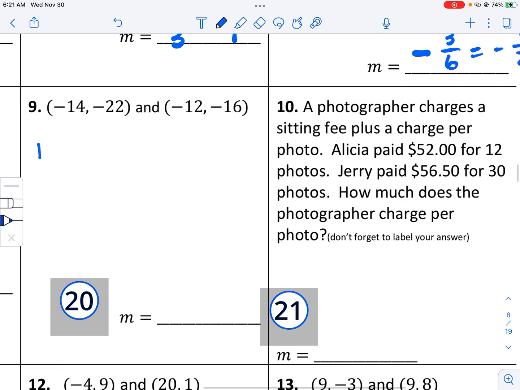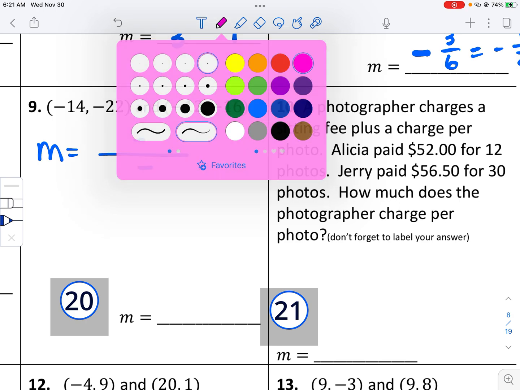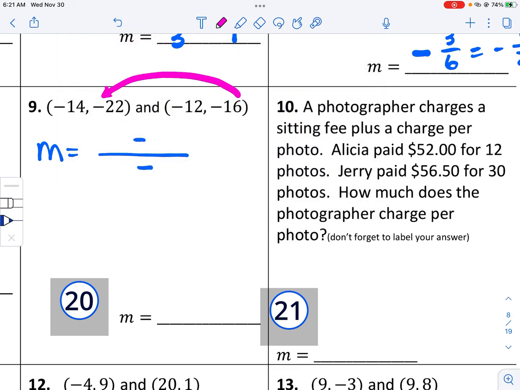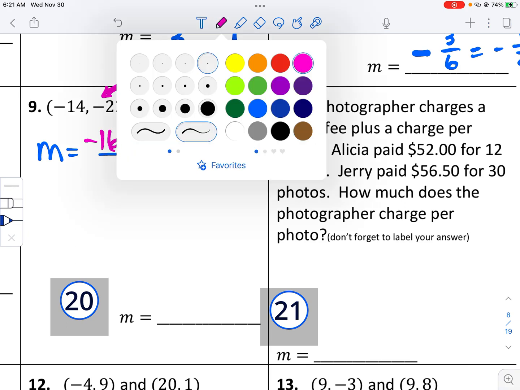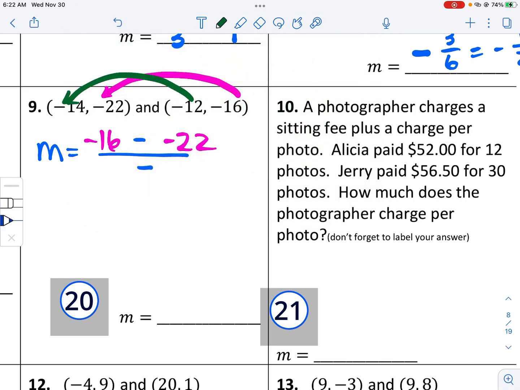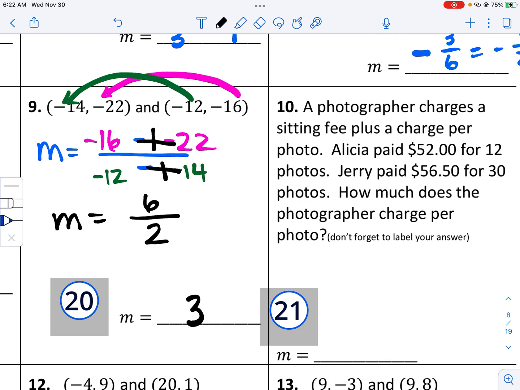This next one, I'm going to change my colors. We subtract the y values. So negative 16 minus negative 22. I subtract my x values. Negative 12 minus negative 14. When I do that, these two negatives turn to a plus sign. These two negatives turn to a plus sign. So when I subtract that, I will get 6 on top, and on bottom I will get 2. That will come out to 3.